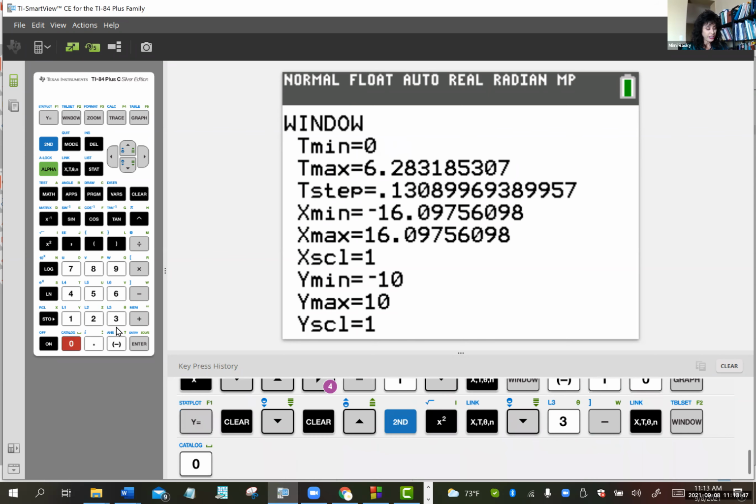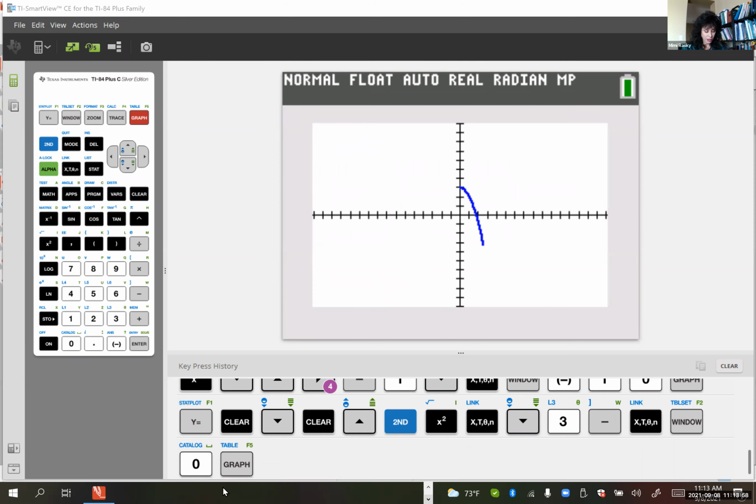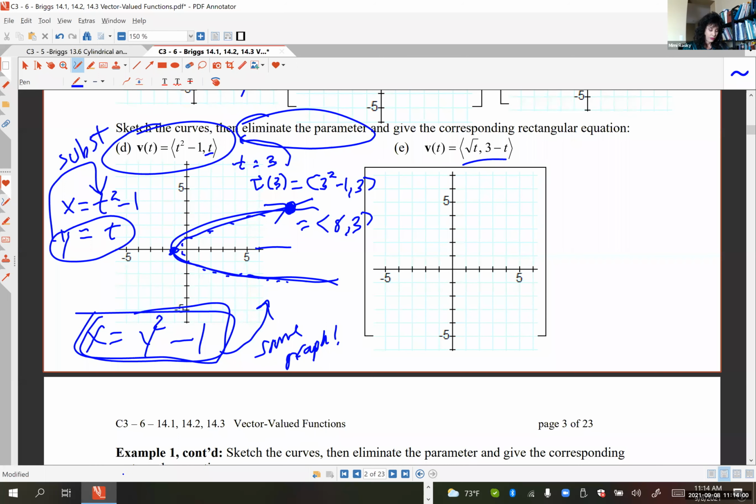So technically, I should change this t minimum to 0 because it can't eat anything that's a negative number. And then when I hit graph, let's see what happens. Whoa, I get half of a parabola. And it looked like it was oriented downward. Okay, so yay me. So something like that.